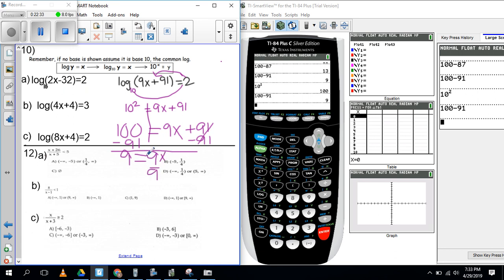We know this one cancels out. 9 divided by 9, x equals 1. So all you do is the loopy-loop, 10 to the second. You got to actually tell me what that is. That's 100 equals loopy-loop over 9x plus 91. And then you're solving for x, getting x by itself. So pause the video and work those three.